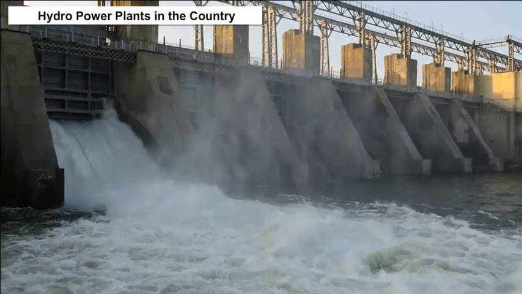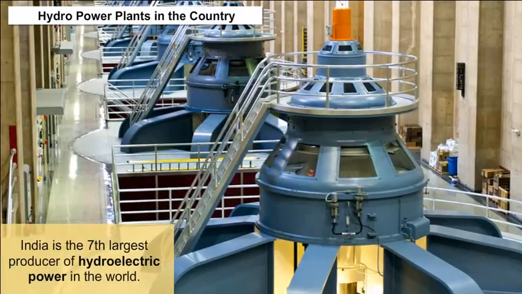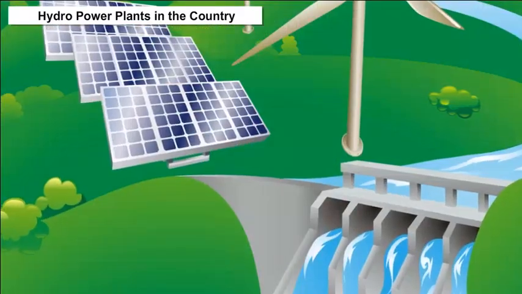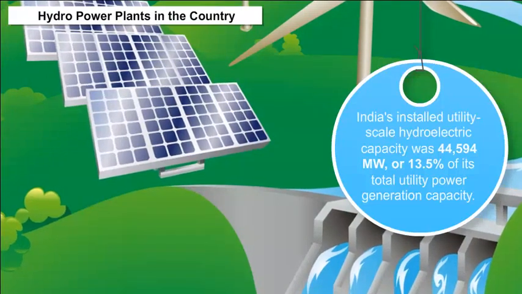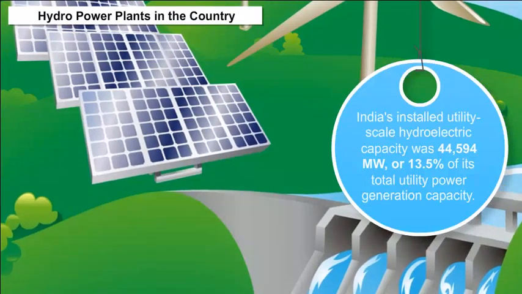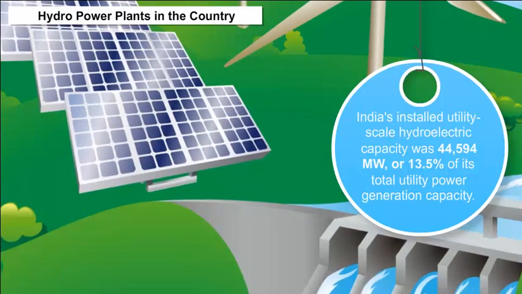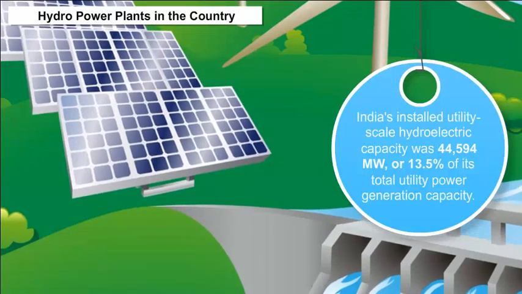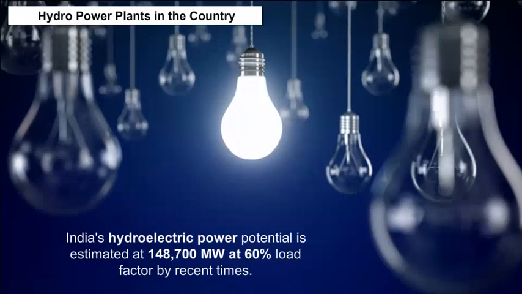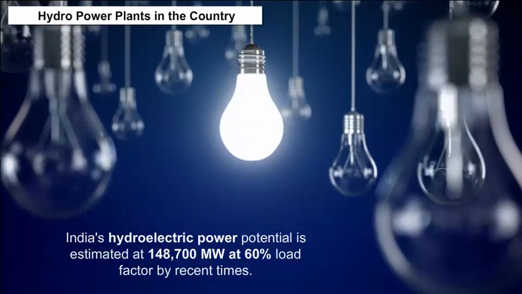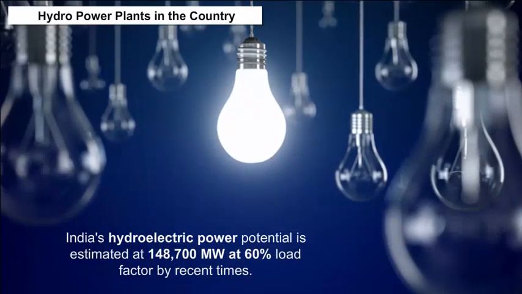Hydropower plants in the country. India is the 7th largest producer of hydroelectric power in the world. As of 30 April 2017, India's installed utility-scale hydroelectric capacity was 44,594 megawatt, or 13.5% of its total utility power generation capacity. India's hydroelectric power potential is estimated at 1,48,700 megawatt at 60% load factor by recent times.